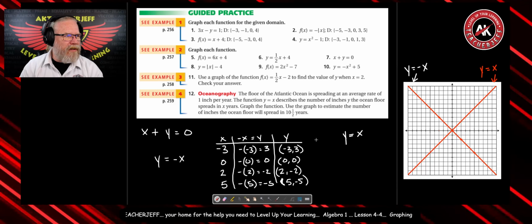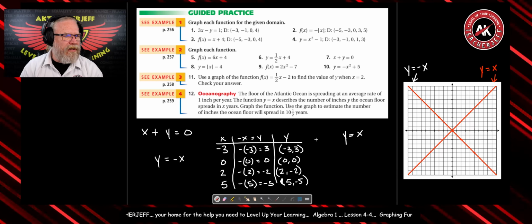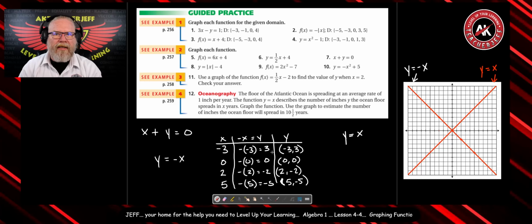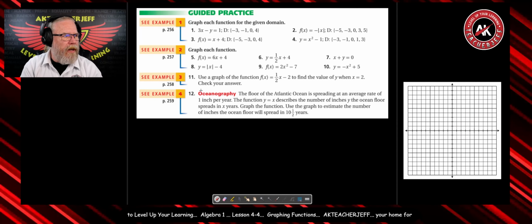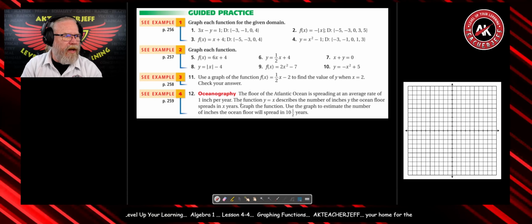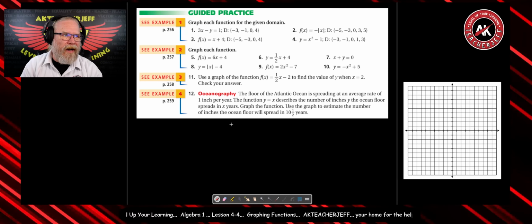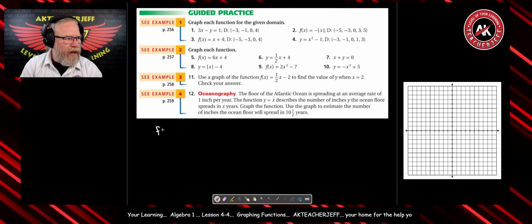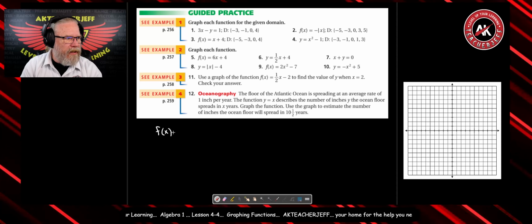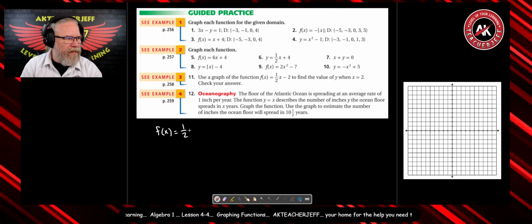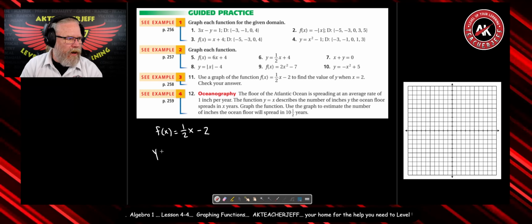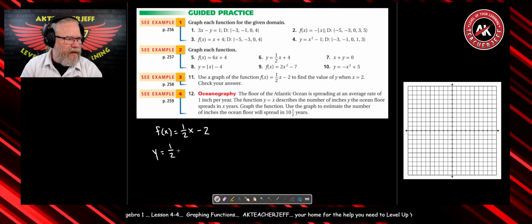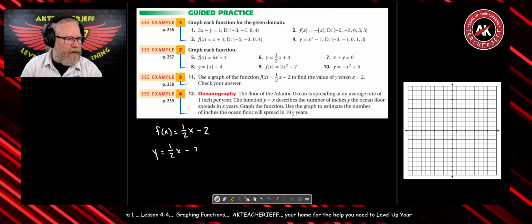Looking at number 11, use a graph of the function to find the value of f of 2. Yeah, we'll go ahead and do that. I'm going to go ahead and erase all this. All right, so we're good to go. And let's go ahead and do f of x. That's the same as y, right? So if you want, you could write this as f of x equals 1/2 x minus 2, or the same difference would be y equals 1/2 x minus 2.